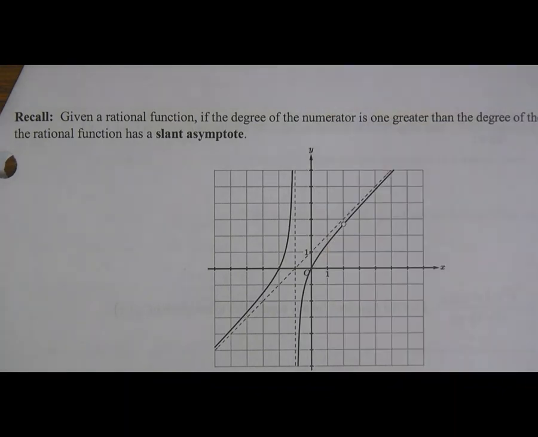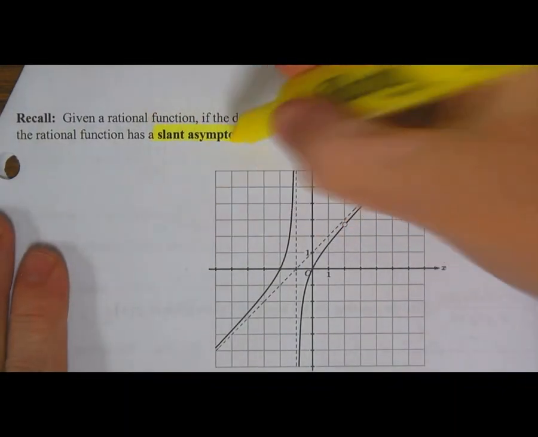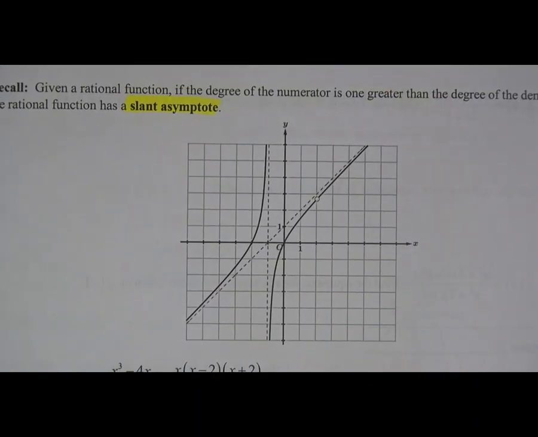Okay, now we're going to switch gears, and this is going to seem super random, but it does tie into things that we've learned and what we're learning. This concept of a slant asymptote. So look at this picture. This is a rational graph. It does not have a horizontal asymptote.